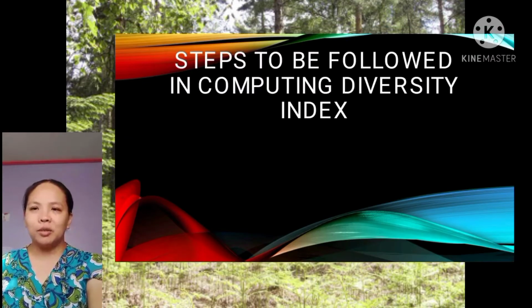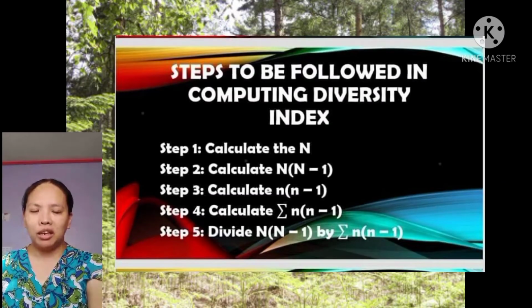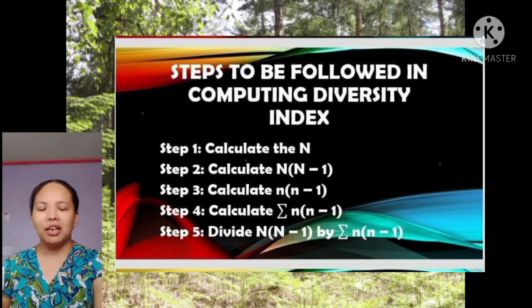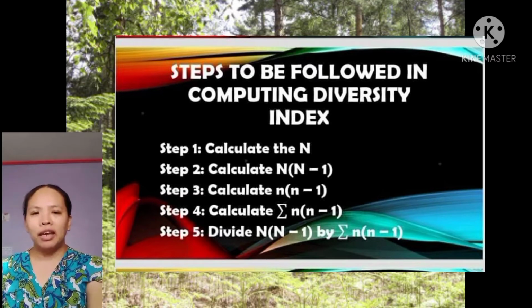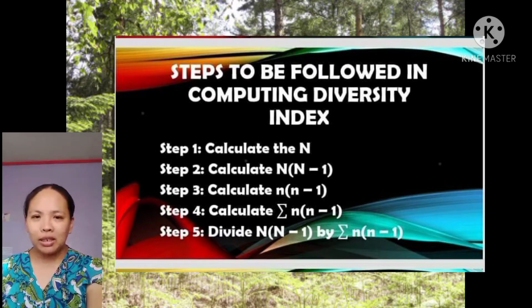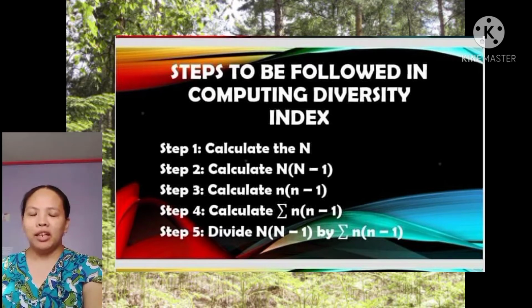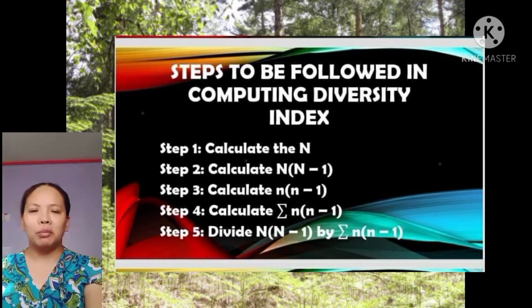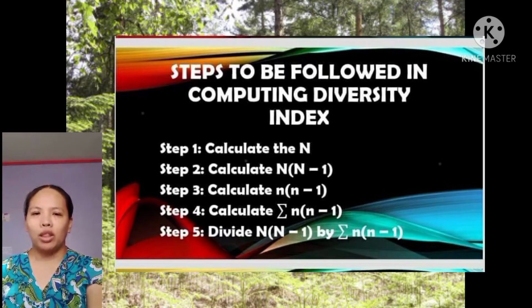Here are the steps to be followed in computing the diversity index. Step 1, calculate the big N. Step 2, calculate big N multiplied by big N minus 1. Step 3, calculate small n multiplied by small n minus 1. Step 4, calculate the summation of small n multiplied by small n minus 1. Step 5, divide big N multiplied by big N minus 1 by the summation of small n multiplied by small n minus 1.